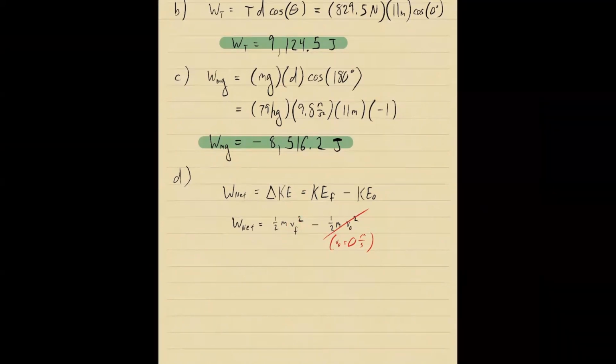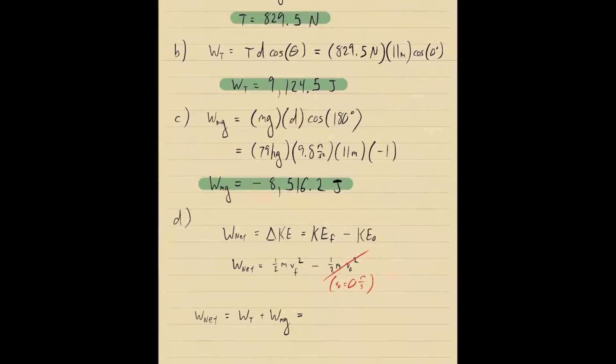On the left-hand side, we have the net work done in lifting this person 11 meters. So the net work done is just going to be equal to the work done by the tension force plus the work done by the weight, since these are the only two forces in the problem. If there were additional forces acting on this person, we would need to include them here, but since there's only two, we only have to worry about these two. But we solved for these in the previous parts.